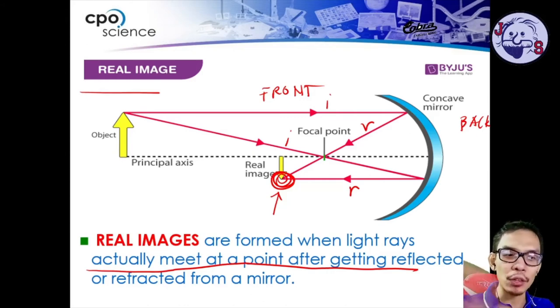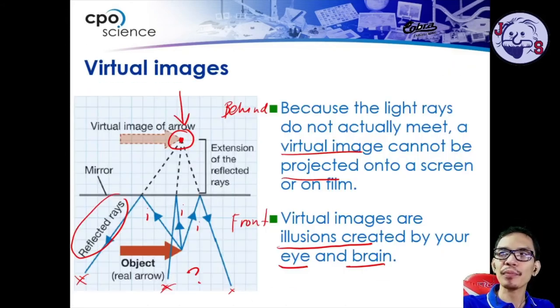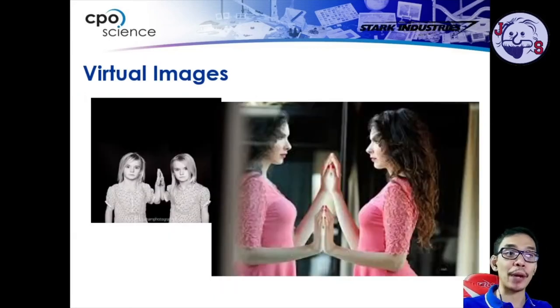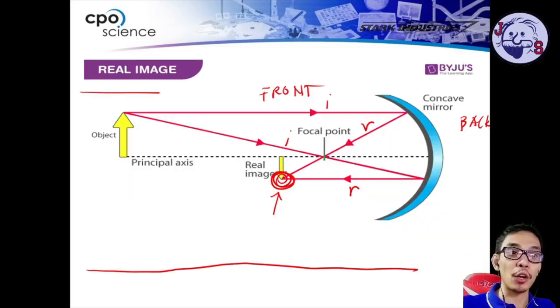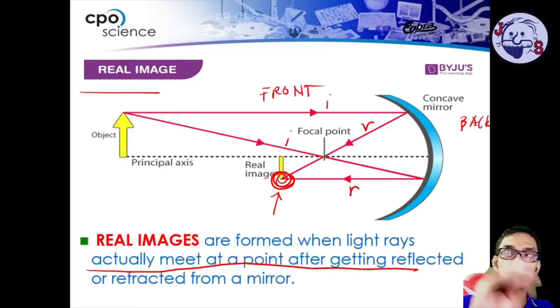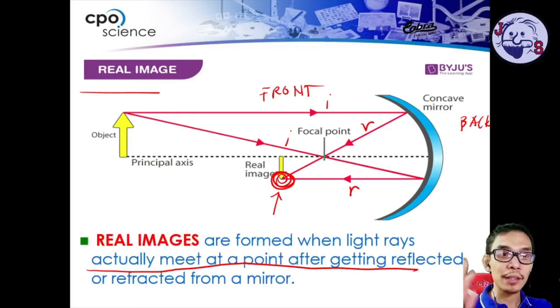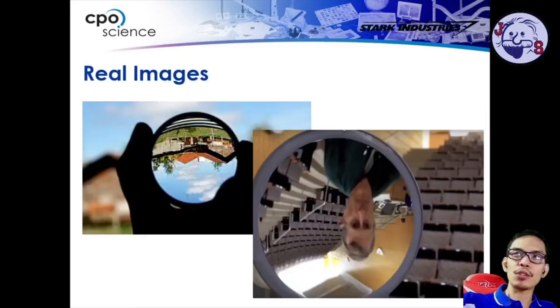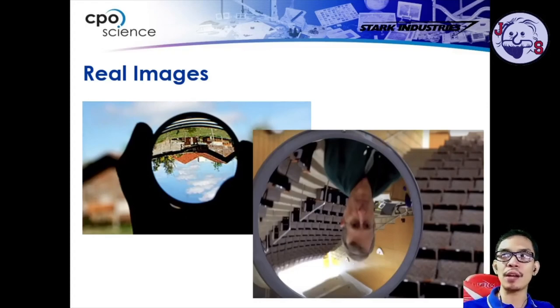By the way, I forgot to tell you earlier that the virtual image is always upright. There is no virtual image that is upside down, whereas real images are always upside down. There are no real images that are upright. So that is the difference between real image and virtual image. The ones that you have right here are real images and virtual images.